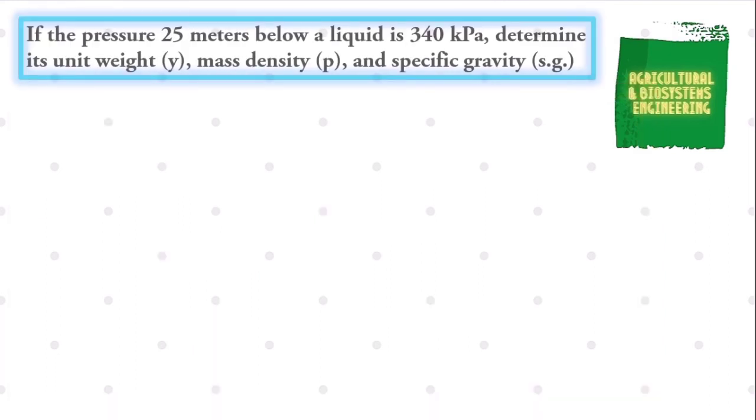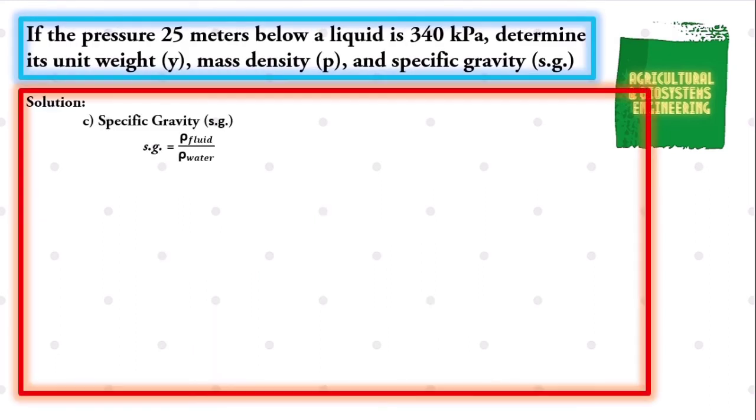Finally, let us solve for our specific gravity, symbolized by Sg. To solve for its value, we will be using the formula, Sg is equal to ρ of fluid all over ρ of water, where ρ of fluid is the density of fluid and ρ of water is the constant value for density of water, which is 1000 kg per cubic meter.